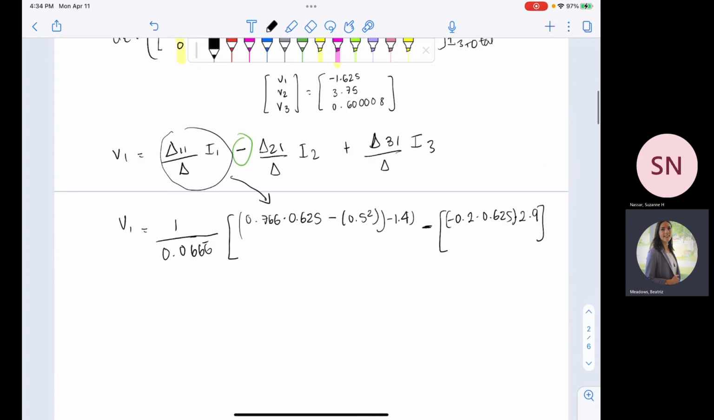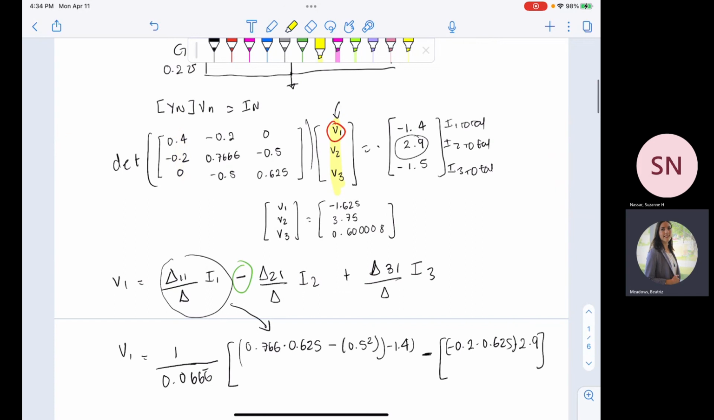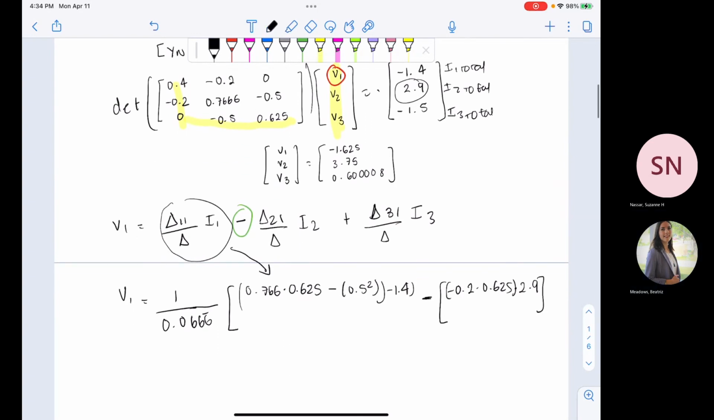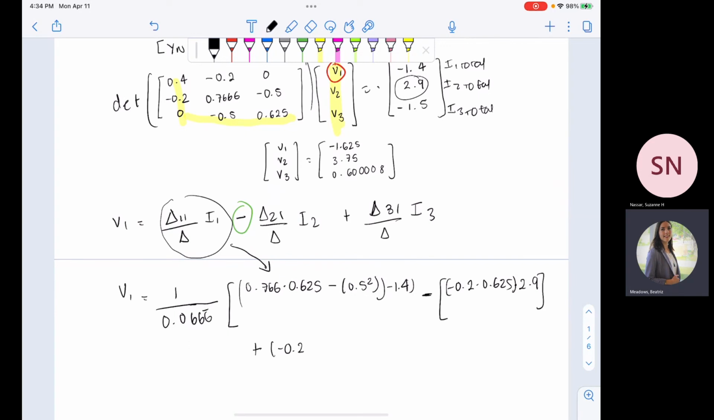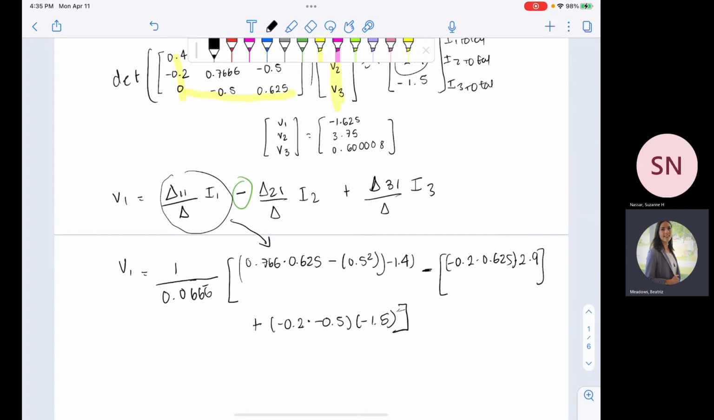And then the last term, which is delta 3,1, now you block the first row and the third column. And again, you'll see you just have negative 0.2 times negative 0.5. And that is positive, so that is negative 0.2 times negative 0.5 times I3, which is negative 1.5. And if you plug all of these into your calculator, you get V1. So you can see how this is a lot more work than just putting in your Inspire A to the negative one times your other vector and calling it a day. So this could help you if you don't have an Inspire, and once you have dependent sources, active or passive, or imaginary numbers, then you have to do Cramer's rule.